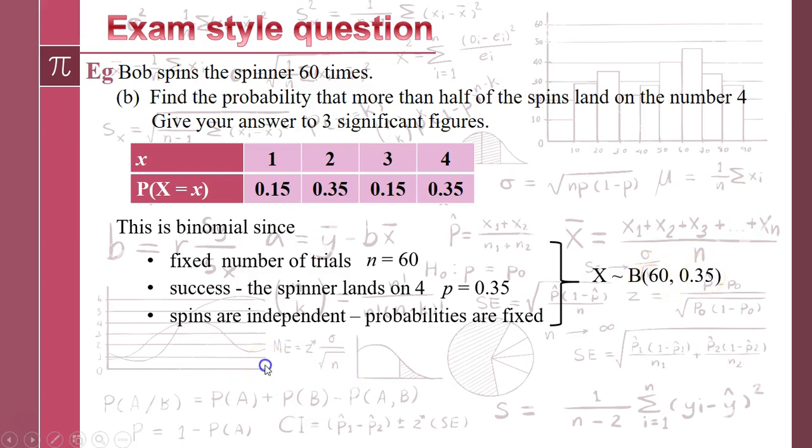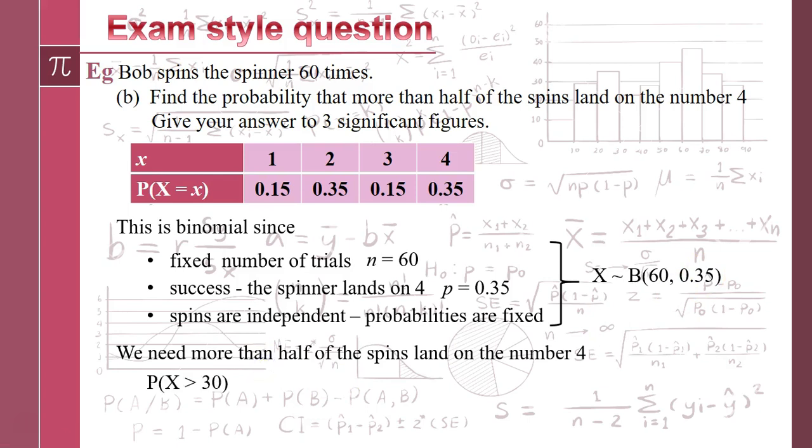And the probability that we want is more than half the spins land on the number 4, so we want the probability that x is greater than 30. Now, greater than 30 is the same as 1 minus the probability of x less than or equal to 30, so have a quick think about that one. If we want greater than 30, that means we've got 31, 32, 33, 34, and so on, all the way up to 60. And if we do that as a 1 minus, because 30 is not included in this one, we know 1 minus everything from 30 downwards. So think very, very carefully about those inequalities.